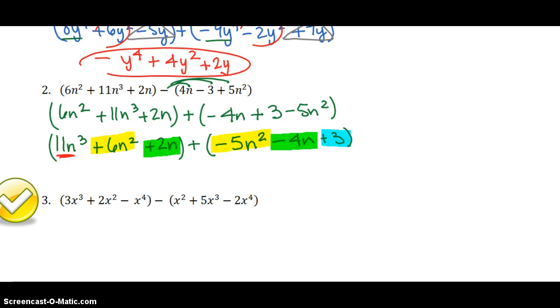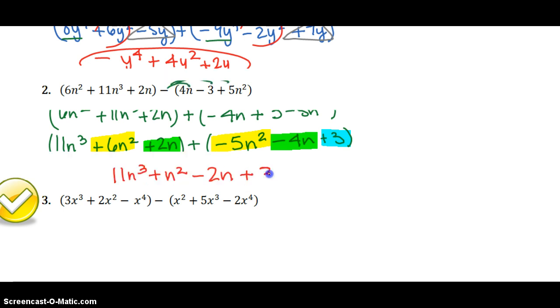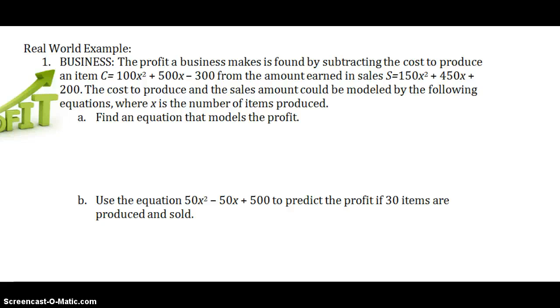So just like our 11n to the third doesn't have any like terms to combine. 6n squared minus 5n squared leaves us with a positive n squared. Positive 2n minus 4n is -2n, and the 3 is also left, constant. There you have it. You try number 3. Now let's look at a real world example.